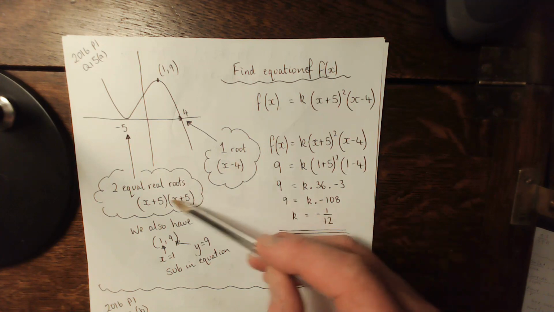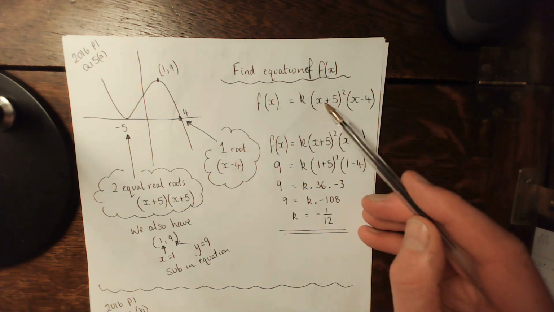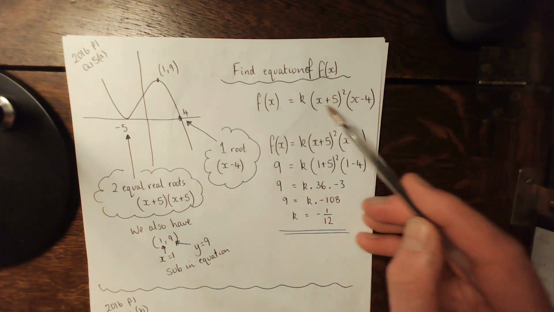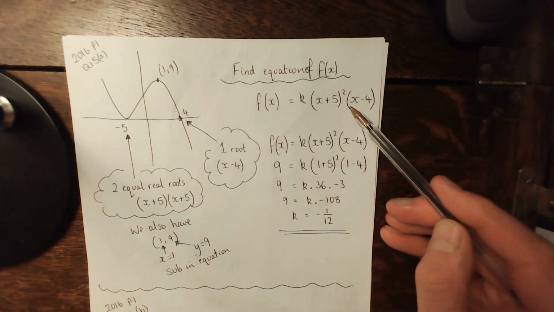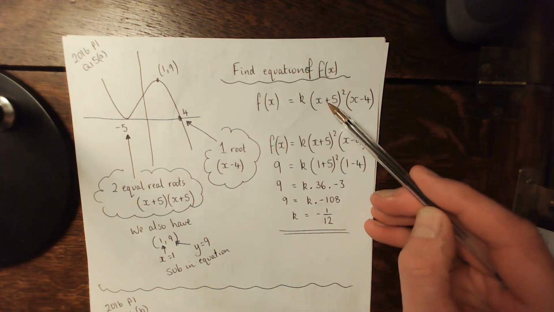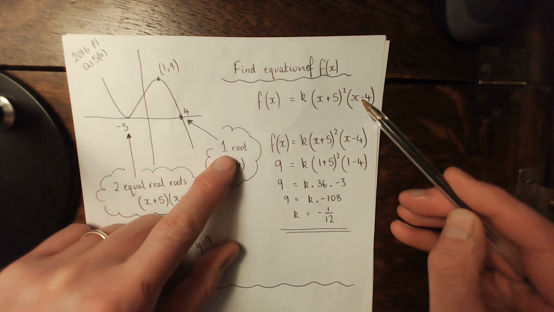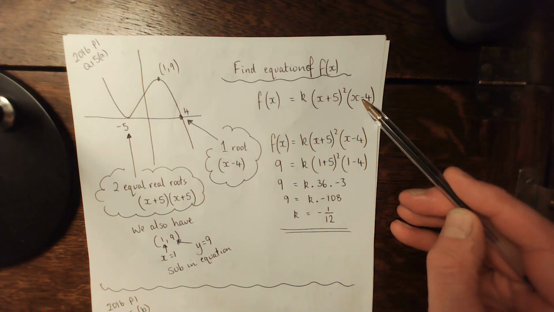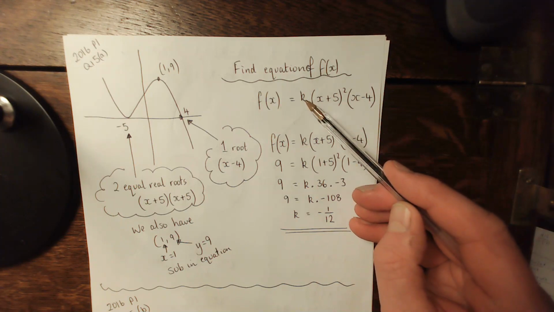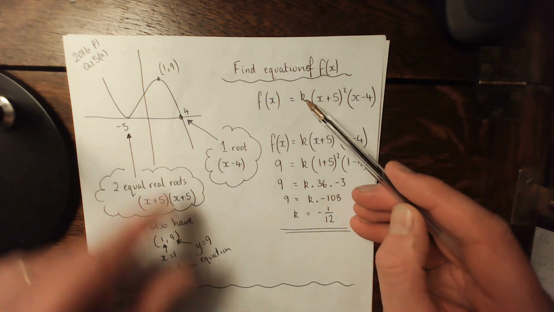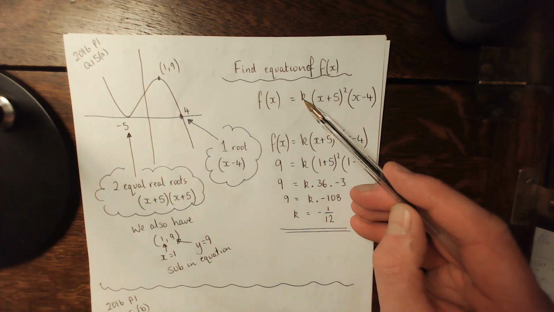So I'm now going to take these three roots and pop it back up here in my equation, in my function. So my x plus 5 is my two equal roots because it's squared. X minus 4 is my single root. I need a multiplier. That multiplier is k because we do not know how high the graph goes to.